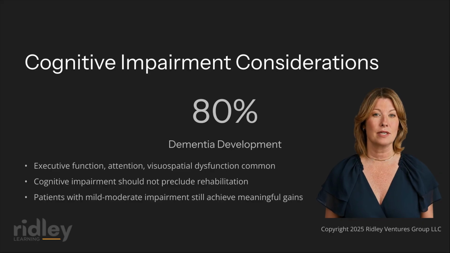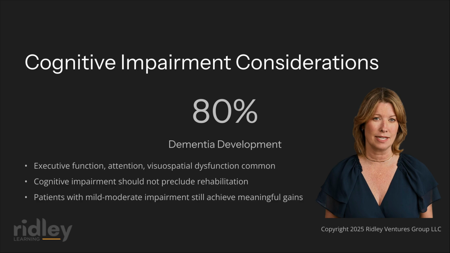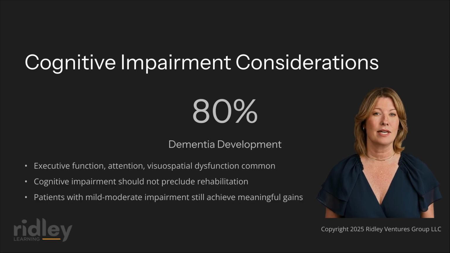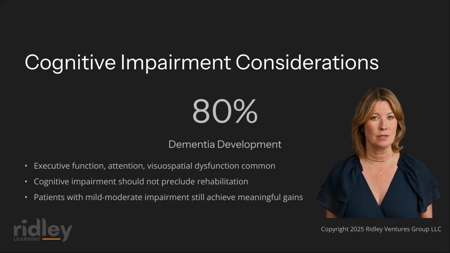The presence of cognitive impairment creates unique rehabilitation challenges, but should not preclude rehabilitation intervention, as evidence demonstrates that patients with mild to moderate cognitive impairment still achieve meaningful gains in motor and functional outcomes, particularly in balance and mobility domains. Rehabilitation programs should be adapted to cognitive abilities, with increased supervision and simplified instructions as needed to support participation and learning. Adaptations for cognitive impairment span multiple dimensions of rehabilitation delivery.